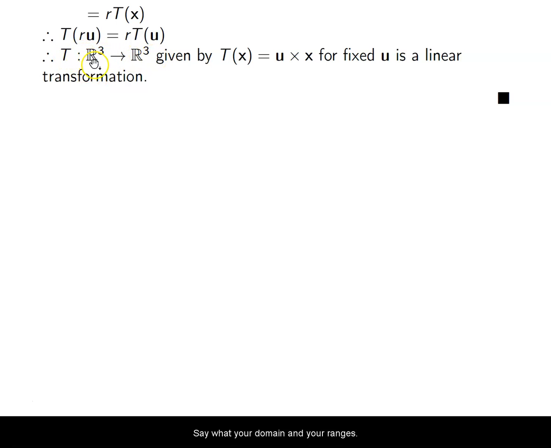Say what your domain and your range is, with your transformation name, and the formula that gives your transformation. Right here I was lazy and I just said u cross product x. I could have put the actual formula for it. I had to note that u is fixed, right? And that the end result is that this is indeed a linear transformation. The little black box means QED, or therefore it has been proven, or it has been shown. QED is the Latin term for it. I don't remember exactly what the Latin words for it are, but there you go.